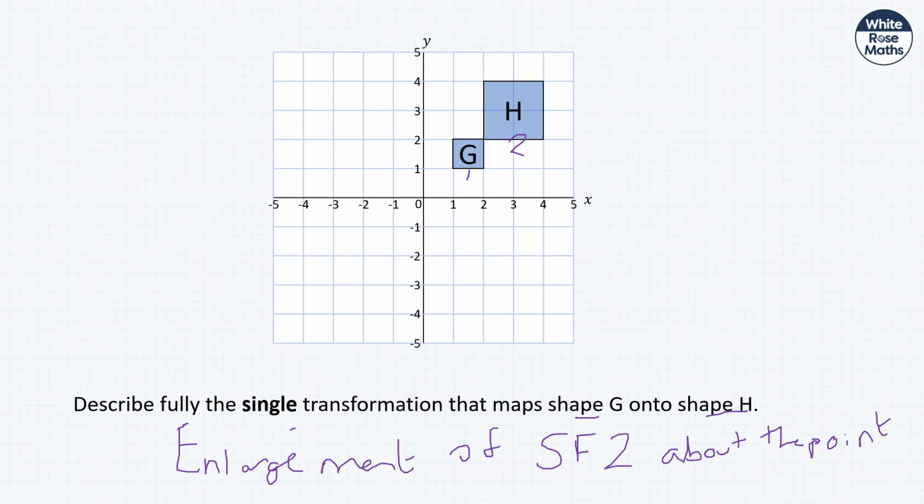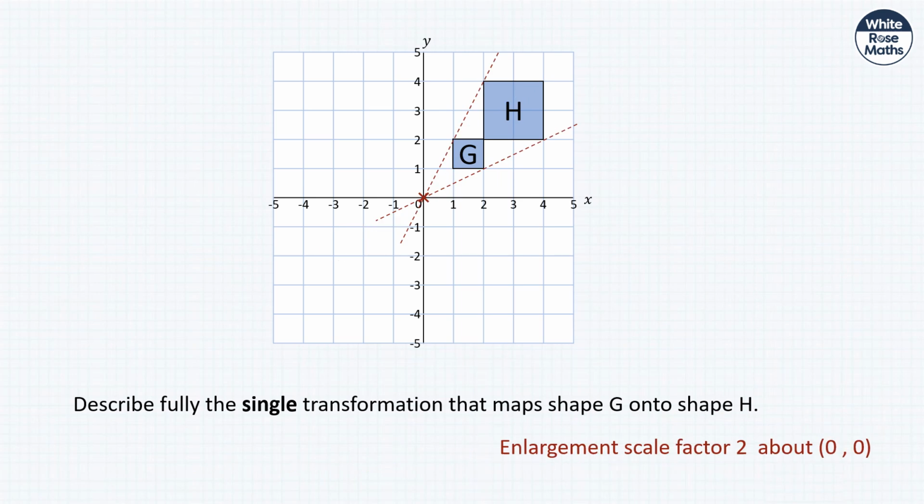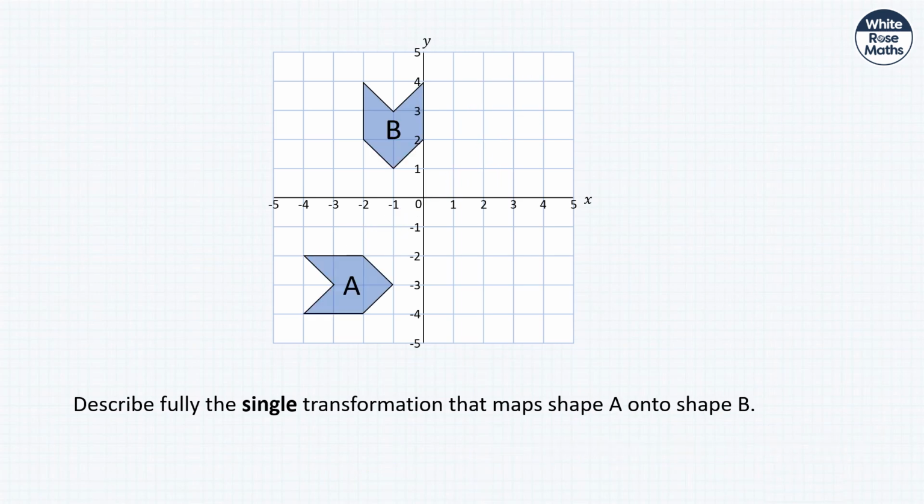So when we put our lines in, okay, it's a rough sketch. That was a bit off there. But if you get your ruler and pencil, you can see that it goes through 0, 0, or the origin. Okay, next one.